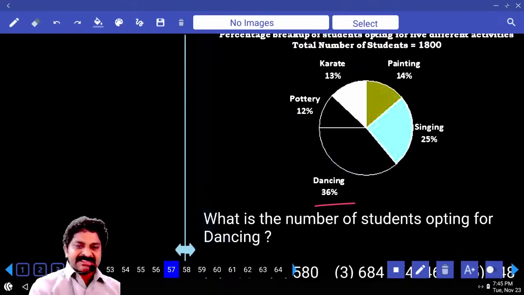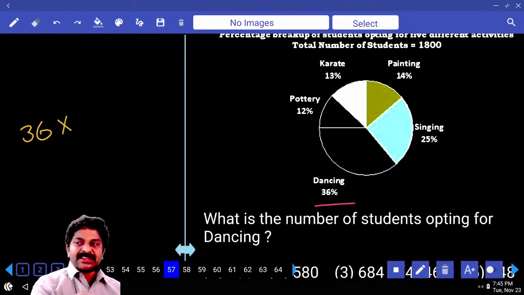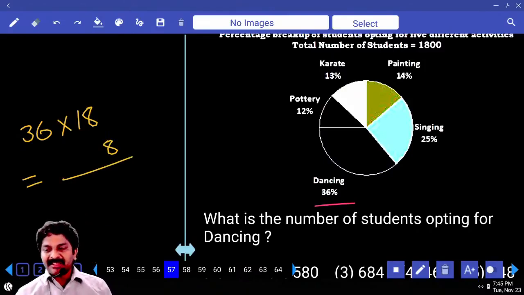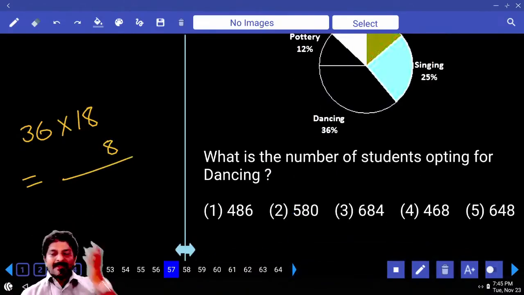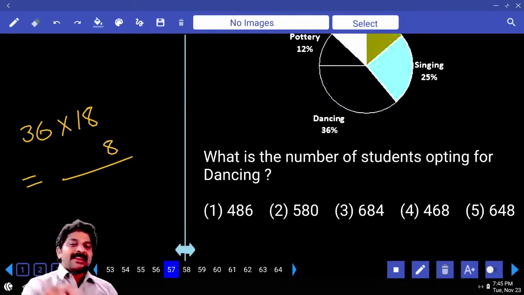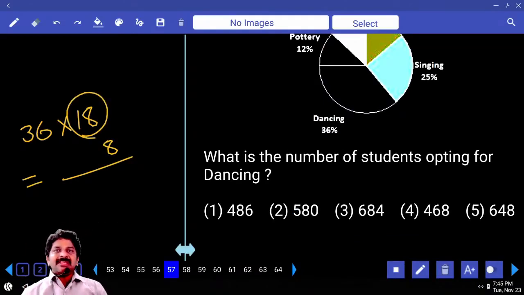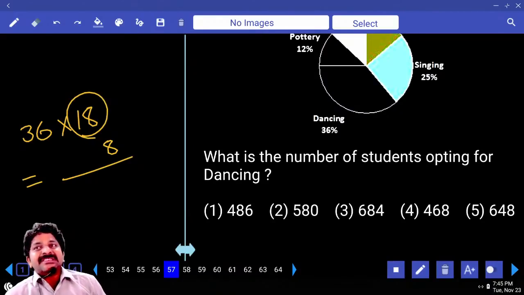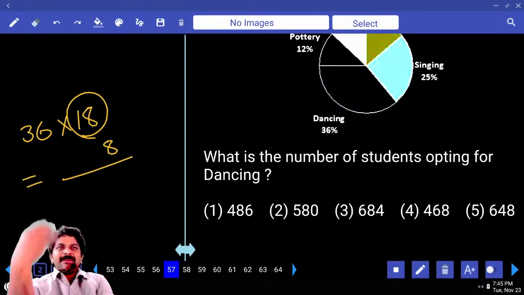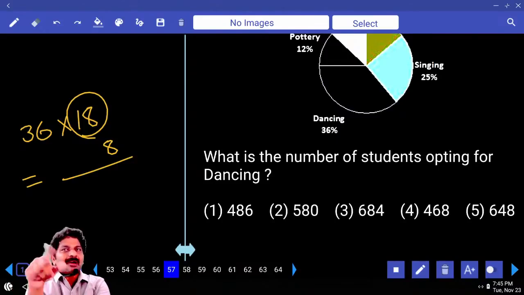Dancing, what percentage is that? 36 into what is 1%? 18. 6 into 8? Answer must end with? How many options are there? 2 options are 9 multiples only. Now let's see, this is nearby 20 times only. 36 20 times is 720. Answer must be close to 720 only. Now look at 4th and 5th. Which is the right answer? 5th option final.